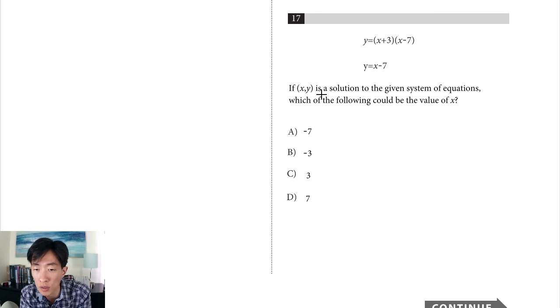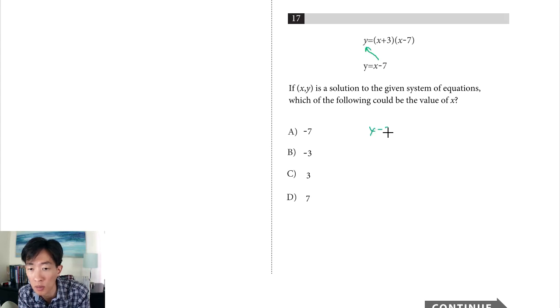It says if (x, y) is a solution to the given system, which of the following could be the value of x? So in terms of solving this system, you can do substitution or elimination. Substitution might be easier for most people. So I'm going to substitute x minus 7 for y up here.